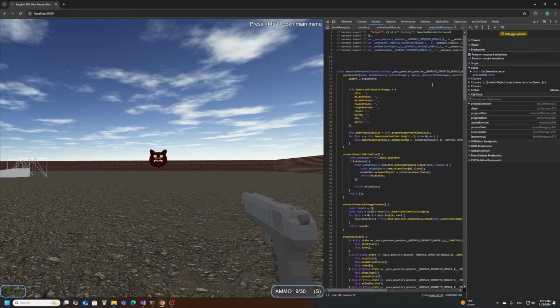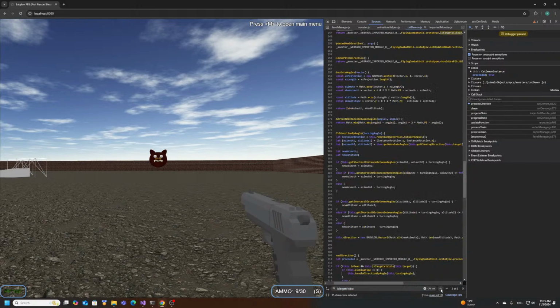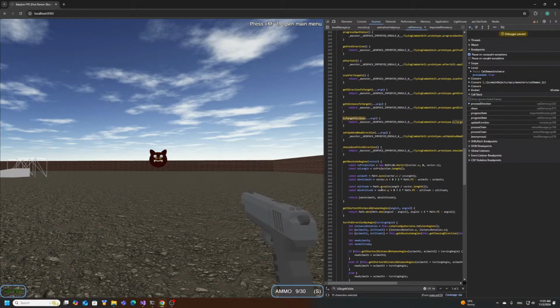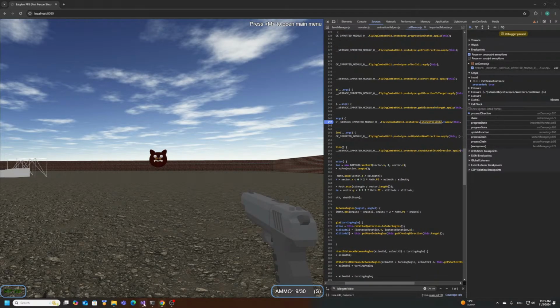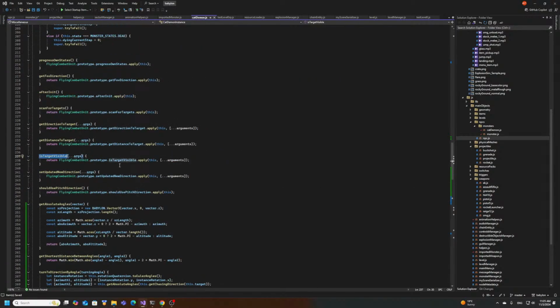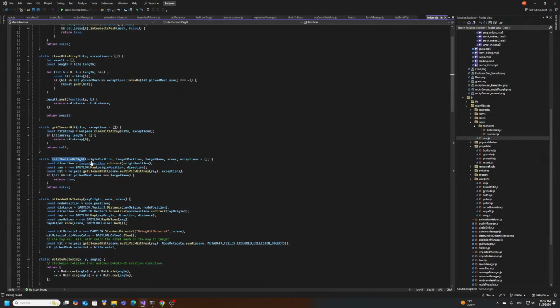Okay, okay, okay. False. Okay. Is target visible? Why does it get false? Target visible. Okay, something is here. Okay, obviously this thing is failing.